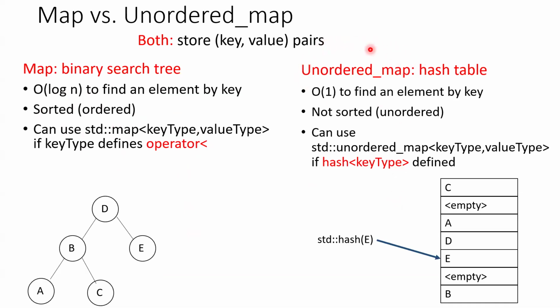Unordered map is implemented by a hash table. So hash tables are very fast to find the key in O(1) time. And it's compiled whenever the key type has the hash function defined in the STL. Unordered map is never going to be sorted because it's a hash table.